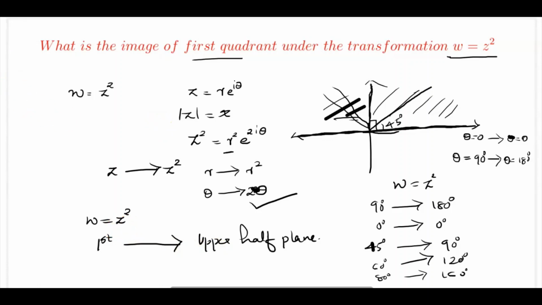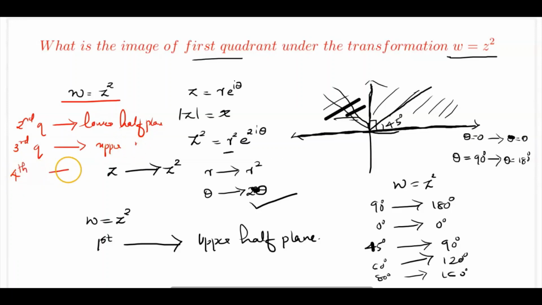Similarly, we can say that under this transformation W equal to Z square, the second quadrant maps to the lower half plane, and the third quadrant maps to the upper half plane again, and the fourth again the lower half plane. So first quadrant maps to upper half plane, second to lower half plane, third to upper half plane again, and fourth to lower half plane.